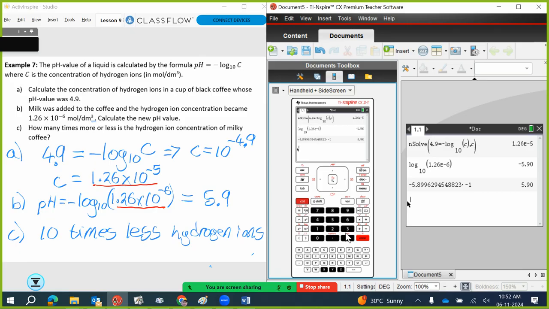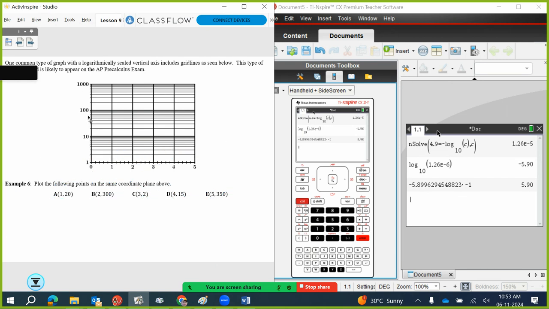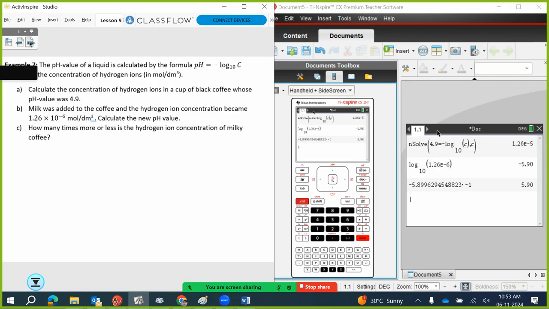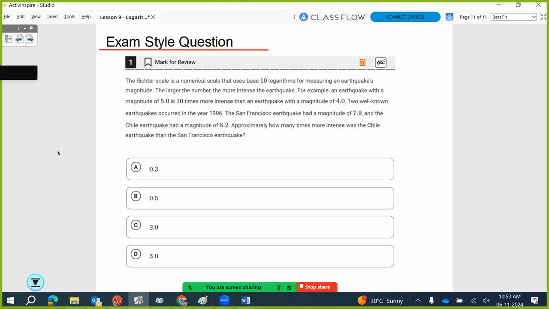This scale works in the same way as the scale that we see here. So going up 1 on the pH scale will be times by 10, but on the next bit it's going to be times by 100, and then times by 1,000. So let's have a go at the last question now. We have 3 minutes for this question.